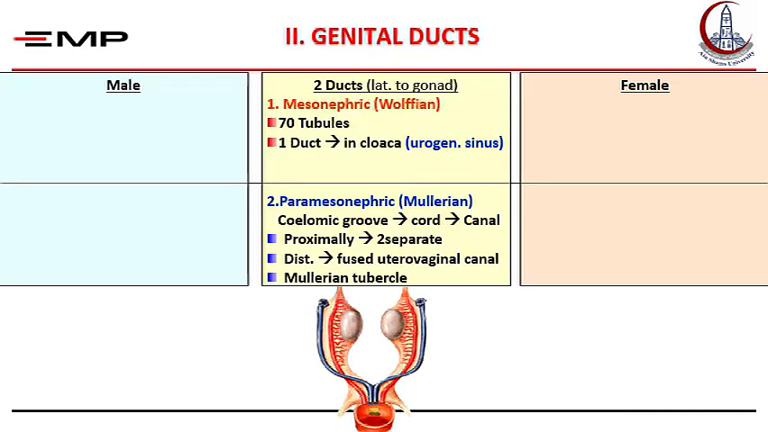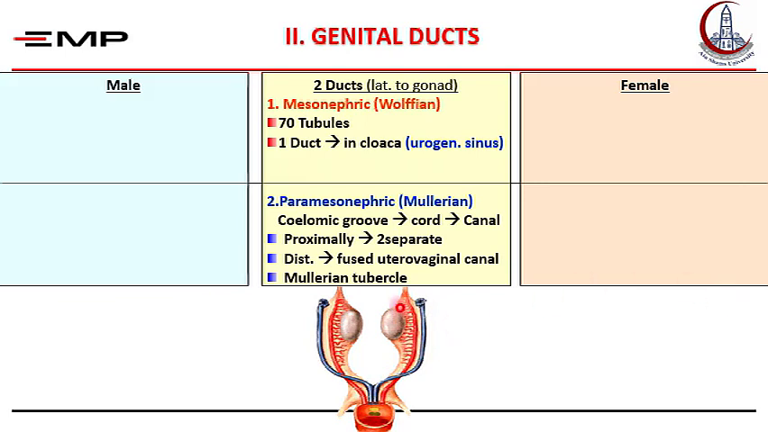Now we'll come to the development of the second component, the genital ducts. Two duct systems develop in either sex lateral to the developing gonad. These are the mesonephric duct system or the Wolffian system, marked here in red, and lateral to it there is the paramesonephric duct system or Mullerian system. This has been described by Wolff. This has been described by Muller.